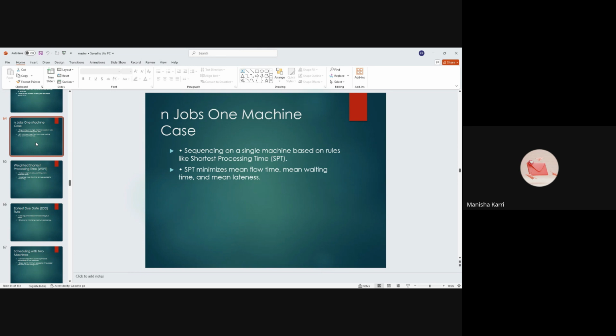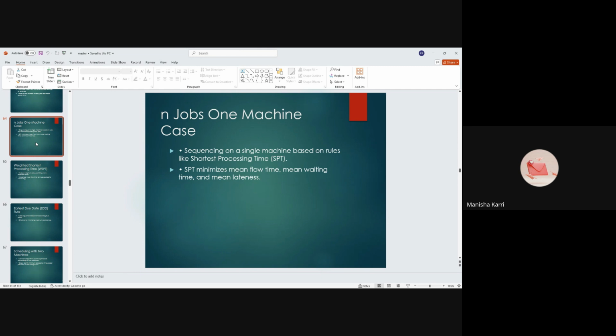So next one is N jobs on one machine. In situations where multiple jobs, meaning N jobs, need to be processed on a single machine, effective sequencing helps manage the production flow.